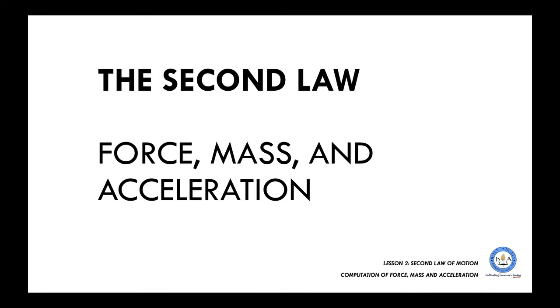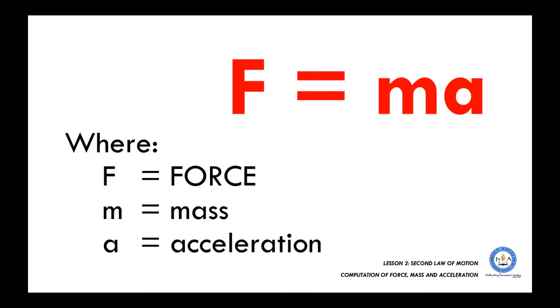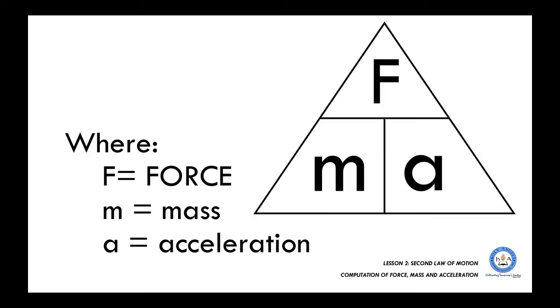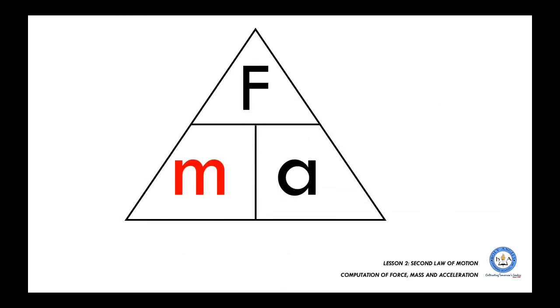The second law also introduces us to the formula of force equals mass times acceleration. And this is the basic math here. We're going to use this formula in order for us to compute and get the following: force, mass, and acceleration. To do this, we use the concept of a triangle, which we can use to solve the terms mentioned earlier. We have on the left side below the mass, followed on the right side by the acceleration, and on the top of this is the force.